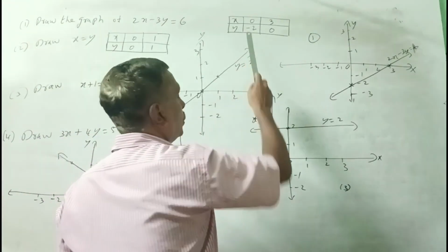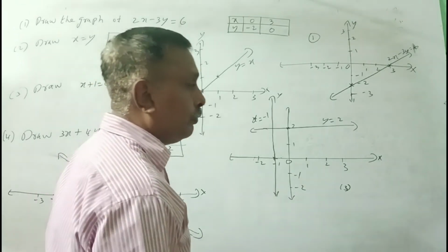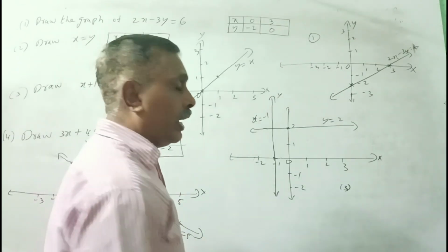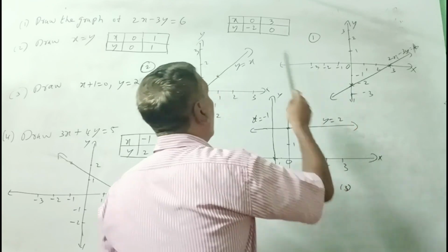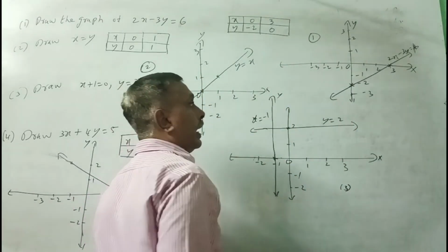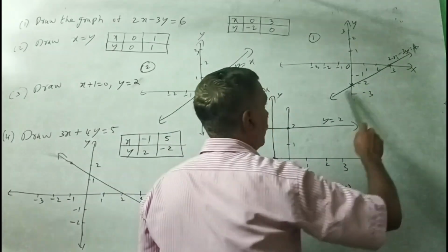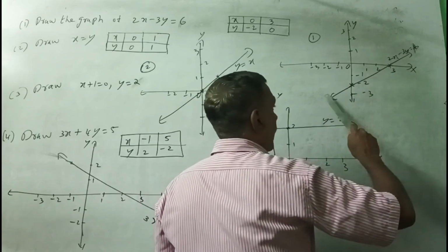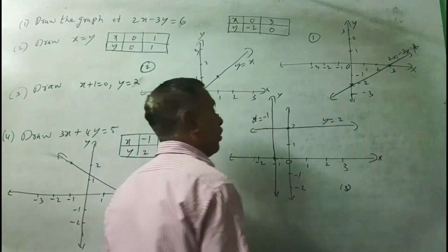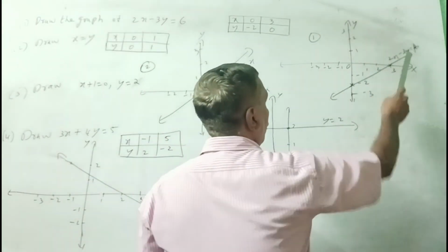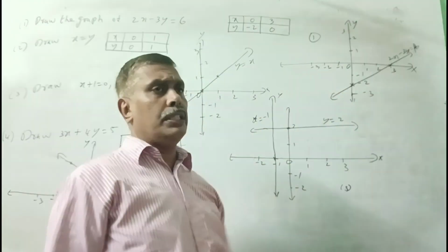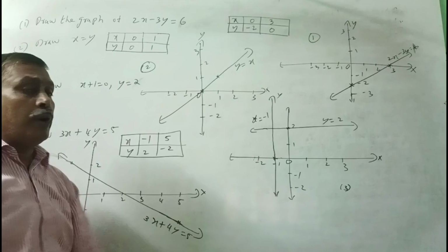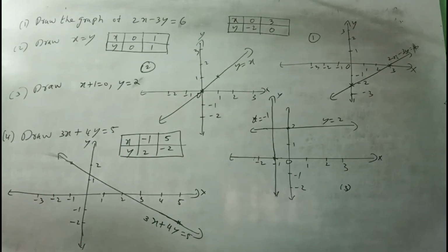I took 0, minus 2. 0, minus 2 is studied in coordinate geometry on the y-axis, that is this point is 0, minus 2, on the y-axis, and 3, 0 is on the x-axis. This is the point 3, 0. Then join those two points and extend both sides, you will get the line 2x minus 3y equal to 6. We may find out infinite solutions again by putting different values of x or y.